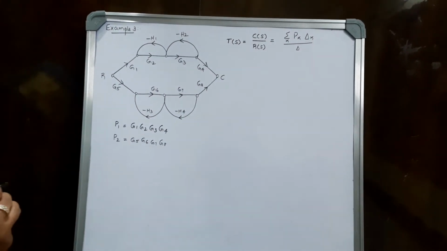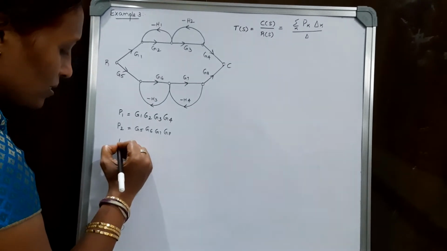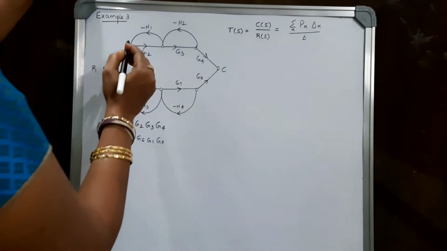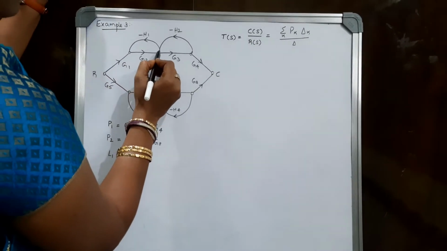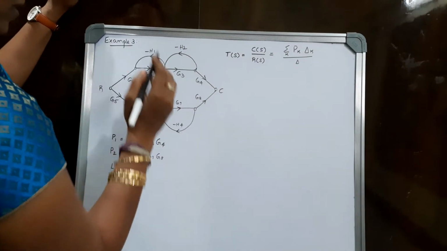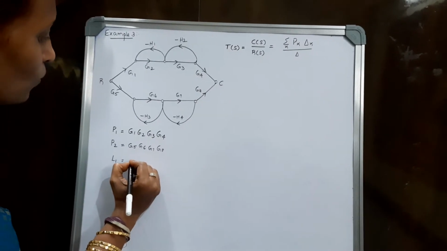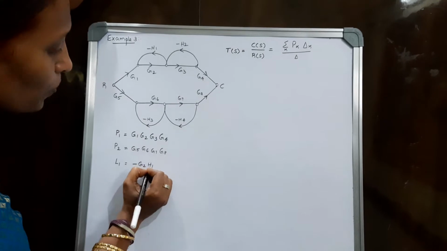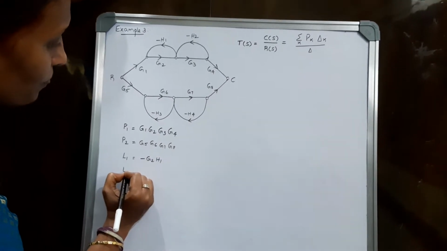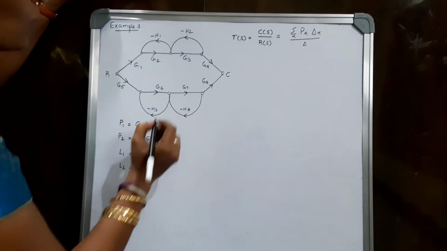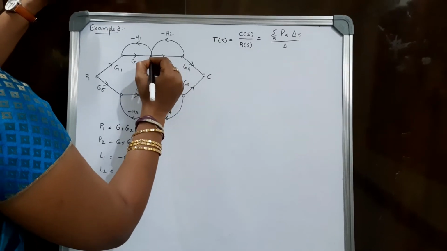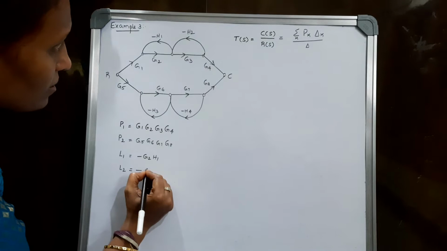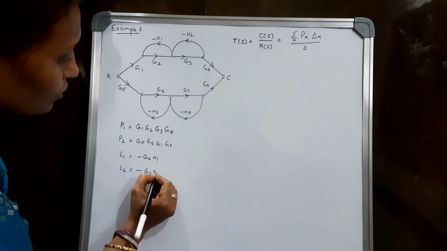So next is to find out the loops. A loop is one which starts at the same node and ends at the same node. So G2 and minus H1, I can treat this to be a loop, with loop gain being minus G2 H1. L2 is equal to G3 and minus H2, minus G3 H2.